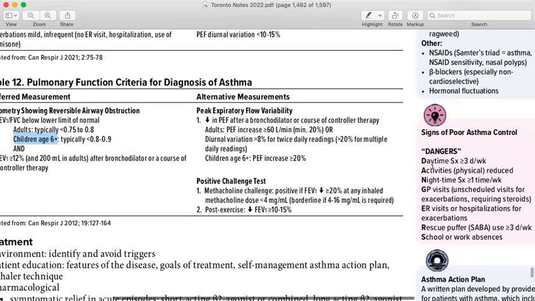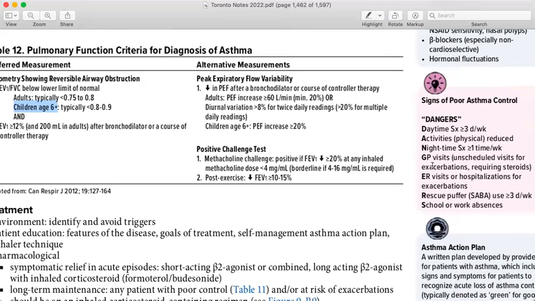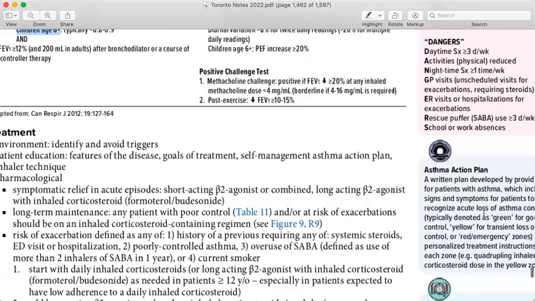Signs of poor asthma control, same as we discussed. Daytime symptoms more than 2-3 times, activity is reduced. Nighttime symptoms more than 1 time, GP visits are more. ER visits or hospitalizations are more. Rescue puffers used more than 3 times. School or work absences.